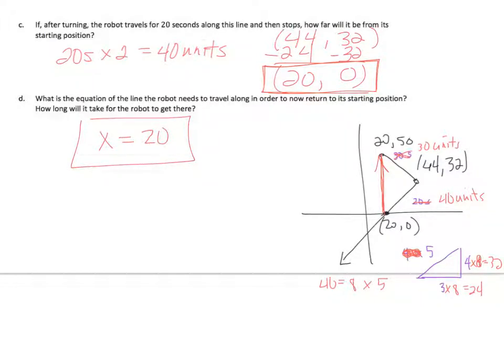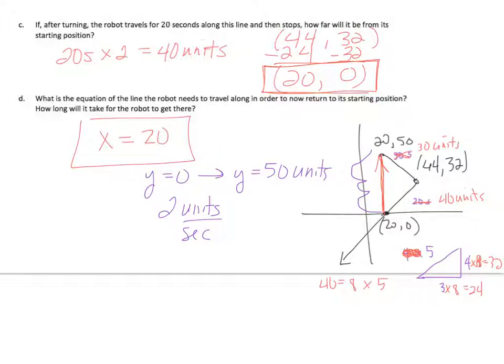Now, how long did it take to get there? How far did we travel? We traveled along the line x equals 20. We traveled from y equals 0 all the way to y equals 50. And we're traveling 2 units per second. 50 units at 2 units per second would be 25 seconds it would take to get back to that beginning spot. Cool? Phew, that was more work than I thought.